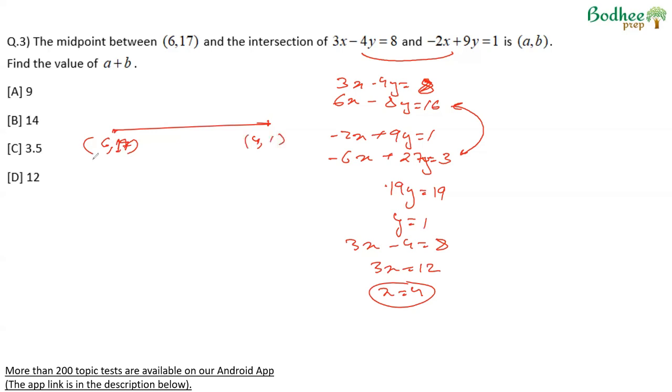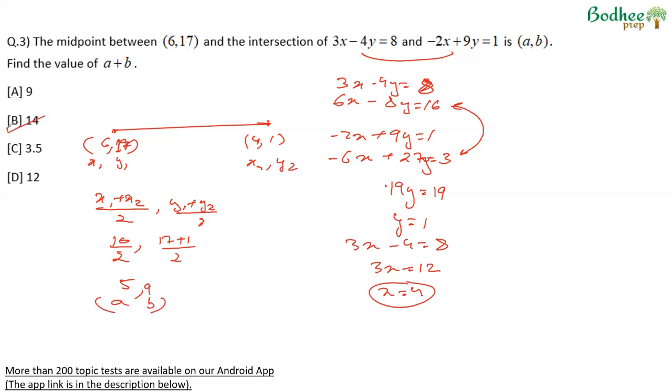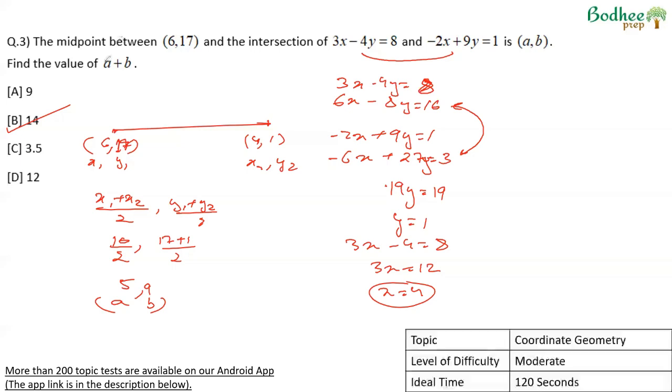The midpoint of a line joining (x1, y1) to (x2, y2) is simply given by ((x1 plus x2) by 2, (y1 plus y2) by 2). Straightforward formula. So 6 plus 4, 10 by 2, 7 plus 1, 8 by 2. So (5, 4). This becomes A, this becomes B. A plus B is nothing but 9. Option B becomes the answer. Because there are two calculations involved, therefore moderate level of difficulty, about 2 minutes to solve.